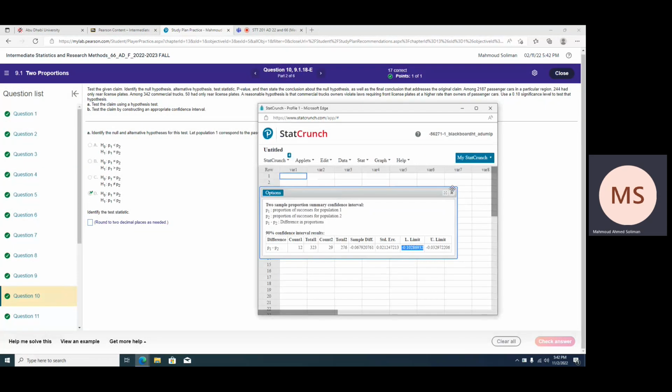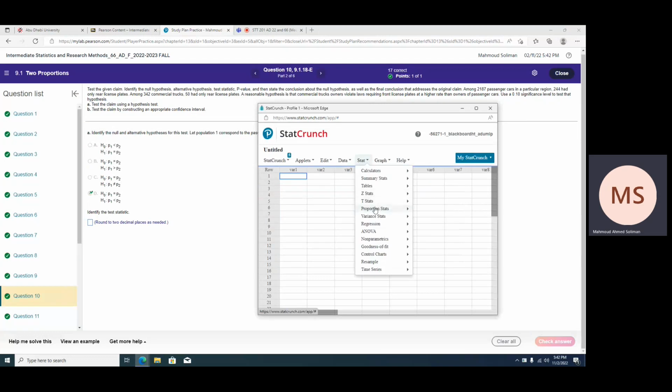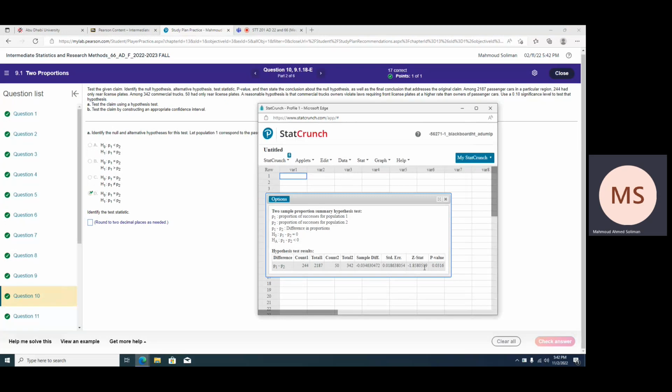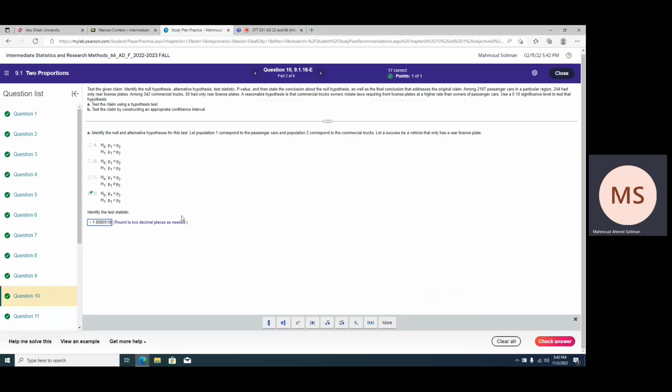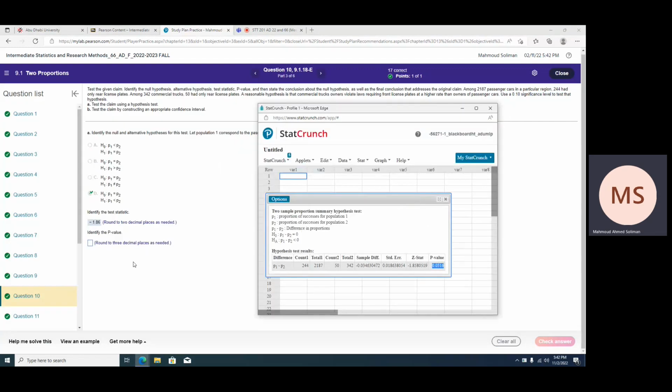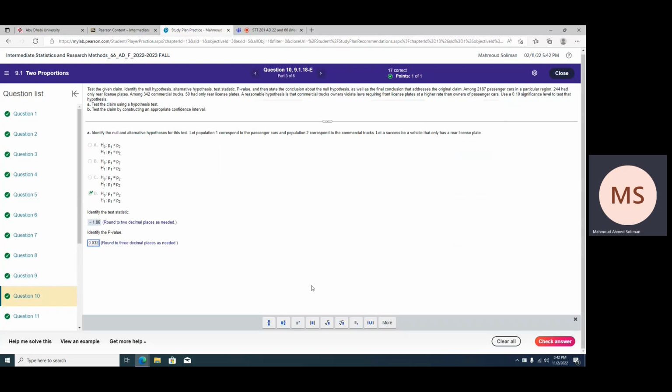So we have to use StatCrunch now: Stat, Proportion, Two sample, With summary. We put the successes. Sample 1 is passenger cars, 244, and then 2187. Then we put 50, and then 342. Then we put the alternative, and then we compute and we'll get the z stat. Round to 3 decimals. What is the claim here? The claim is that trucks violate more laws than passenger cars. Okay, now we need to get the p value.